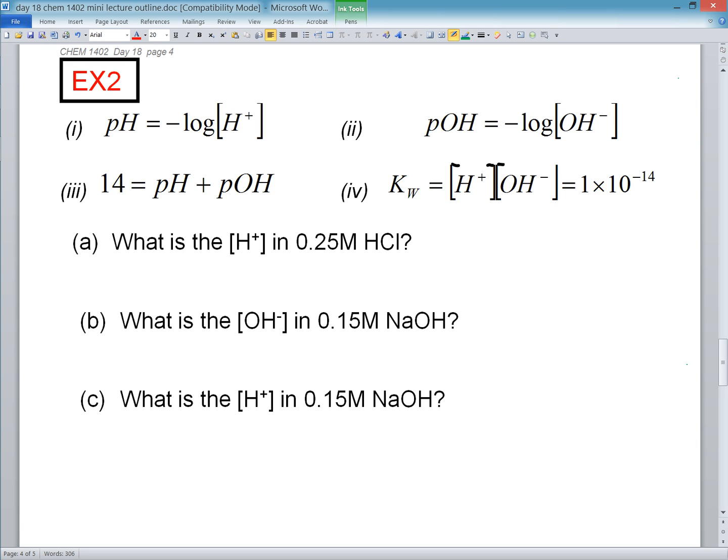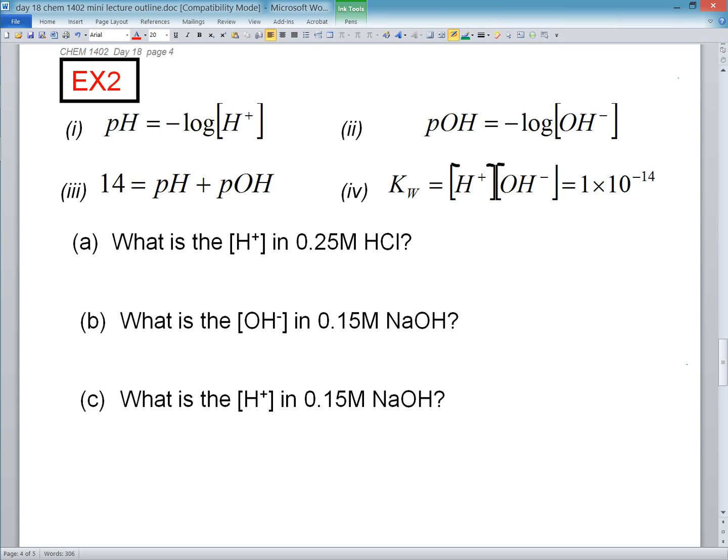So what is the hydrogen ion concentration in 0.25 molar HCl? What is the hydrogen ion concentration? So I can use 1. Oh, it's because it's a strong acid. So what's the hydrogen ion concentration? 0.25. And make sure you put units on it.